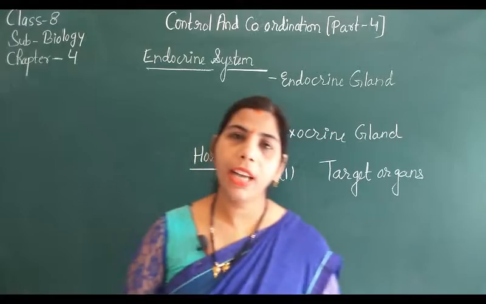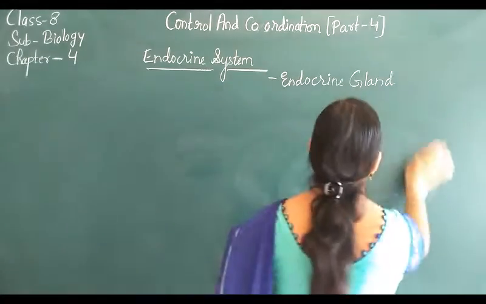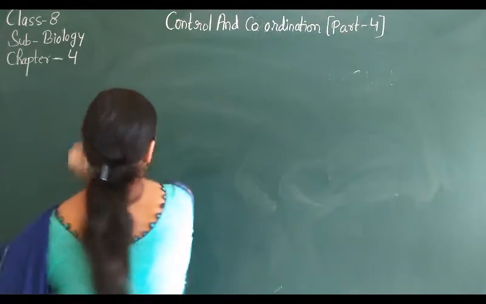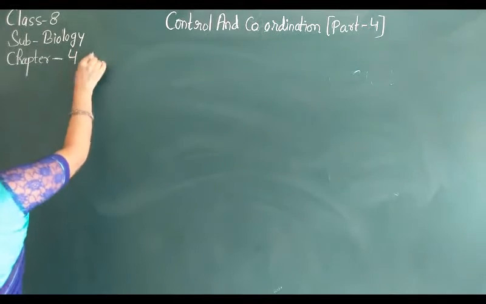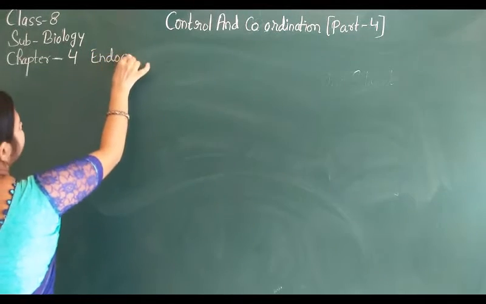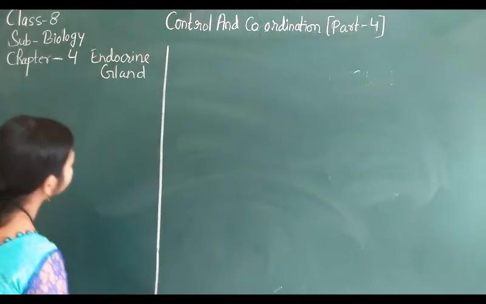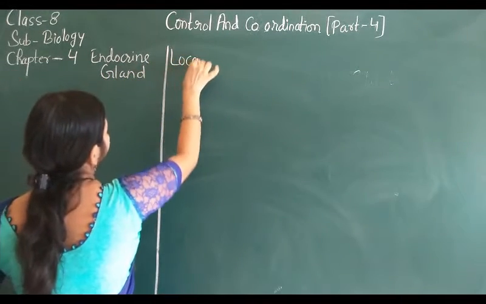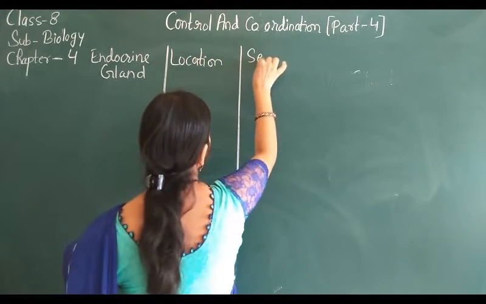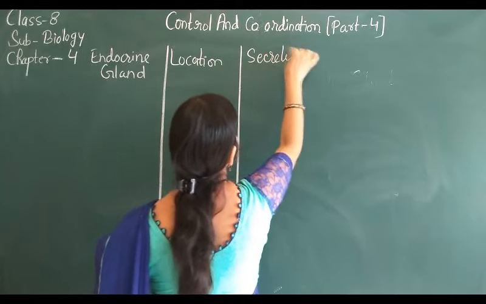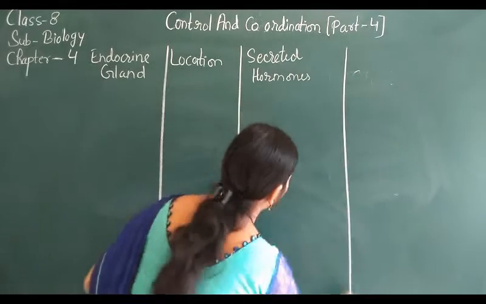Now there are different types of endocrine glands present in our body, and they perform different functions. So let us see the different endocrine glands, their location, the hormones they secrete, and their functions.